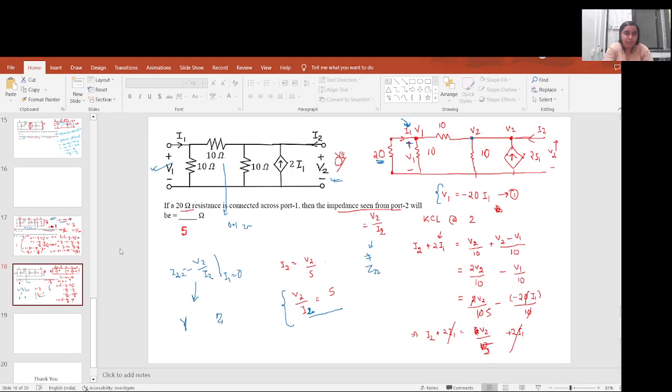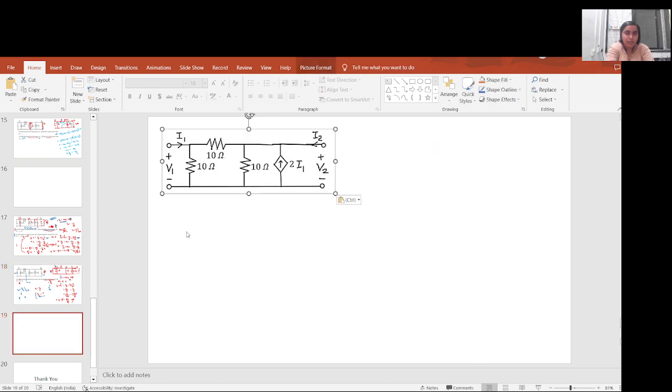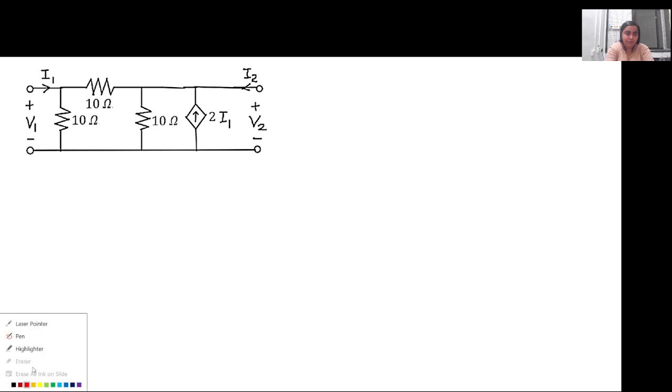have an option: take this example only and convert this 10 ohm into mho. V1, I1 at the input port, V2, I2 at the output port. Then the current will also be different here. If we delete this 2 I1, the dependent current source, we can delete it.